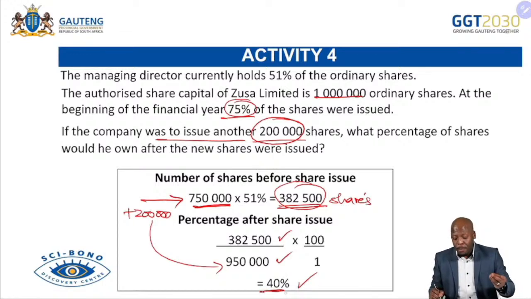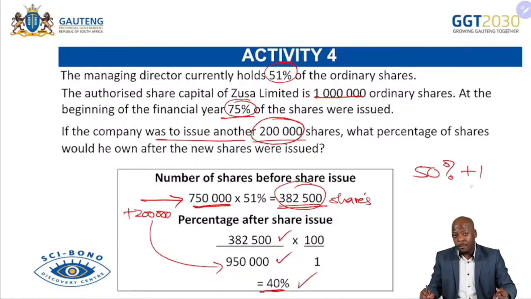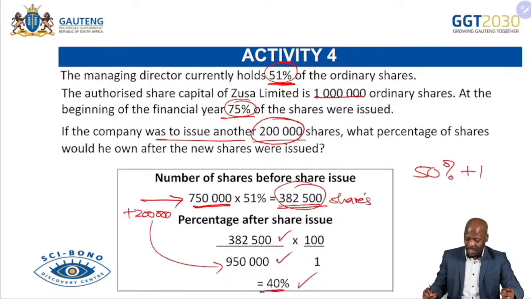Remember, for you to be a majority shareholder, you need to hold what? 51%. You also know of the 50% plus one share. But I always tell my kids, you can use either of the methods. 51% is what we were given in this particular question.